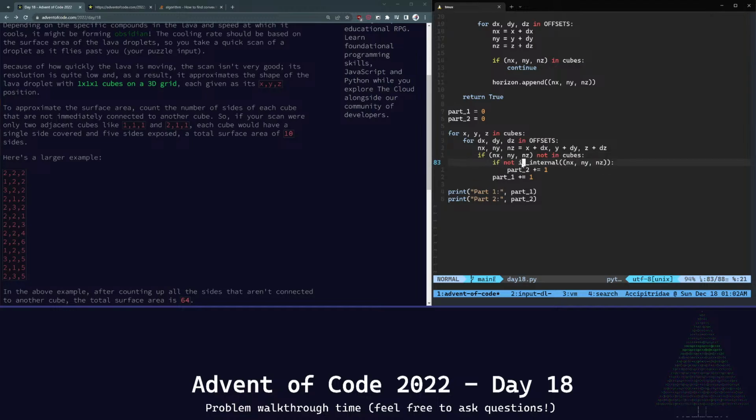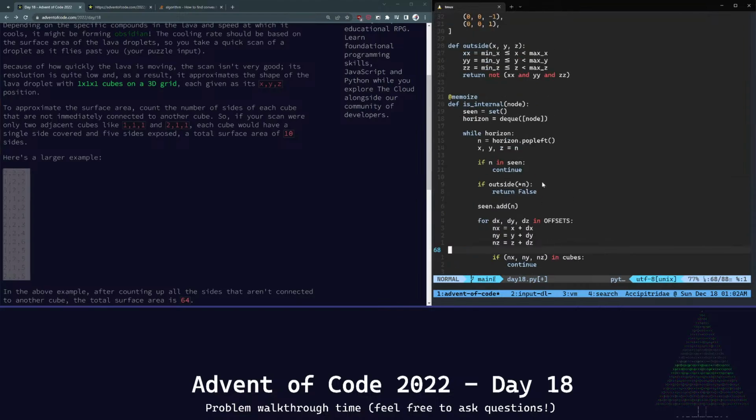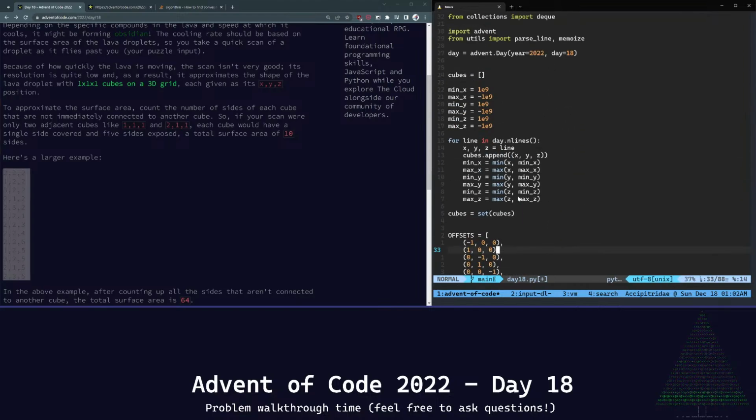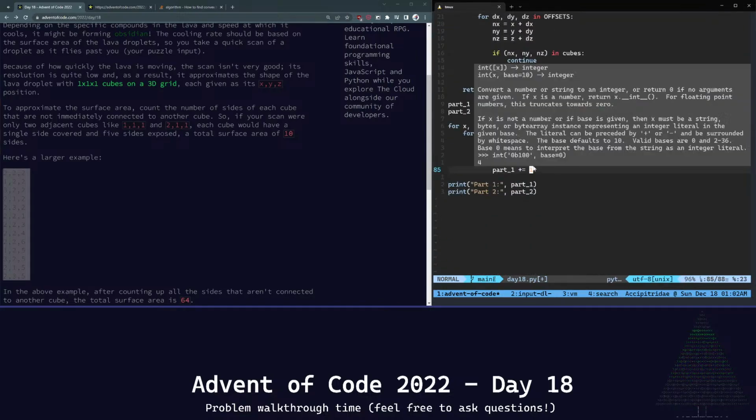And so ignore this part for now. This is for part 2. So if it isn't in the cubes, then great, we found an exposed face. And that's all there is to it. You just have to count them all up. It's a very straightforward solution. Now that I'm realizing how simple it is, and it makes sense that part 1 went so fast, I definitely overcomplicated it.